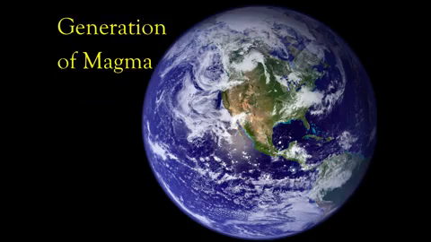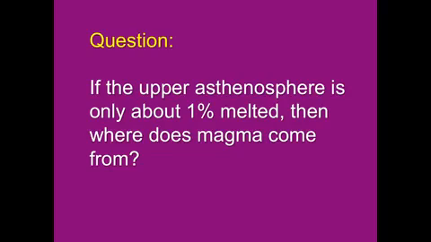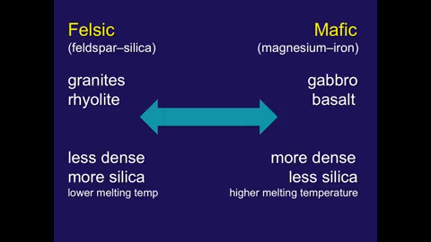In this lecture, I want to talk about the generation of magma. Recall the question that I posed in the last video. If the upper asthenosphere is only about 1% melted, and the mantle as a whole is largely a solid, then where does this magma, this liquid rock, come from?